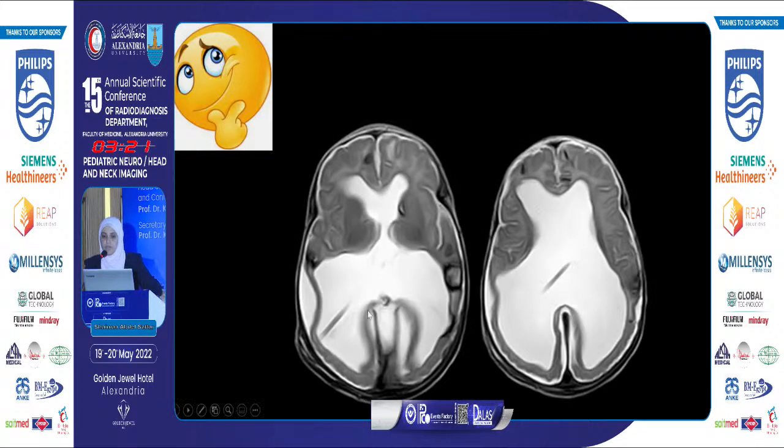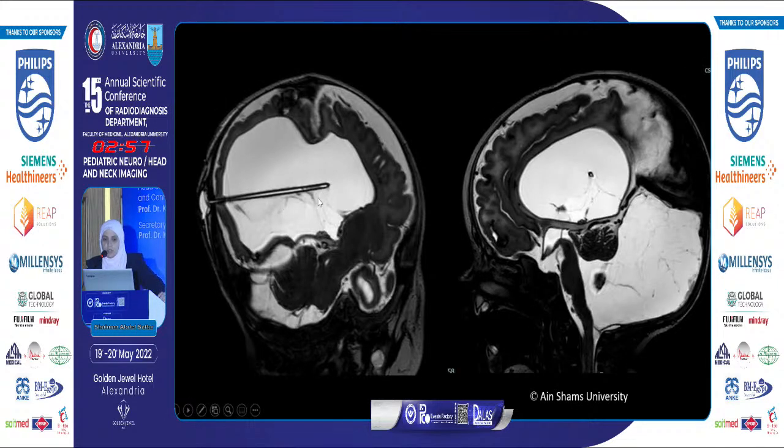Another case, a conventional 2D sequence, we can see here the shunt. Is this shunt patent or not? Can I judge from the ventricular size alone? As we said, the ventricular size may not reduce following shunt placement. Besides clinical suspicion of shunt malfunction, how can I judge? Again, going to the 3D high resolution sequence, we can see here the shunt surrounded by filaments or with intraluminal debris, which shows this shunt is obstructed.